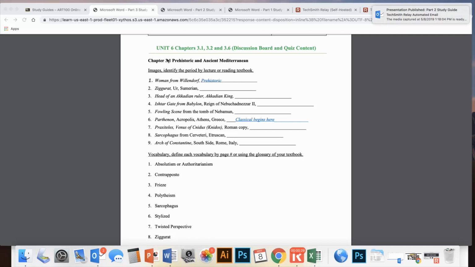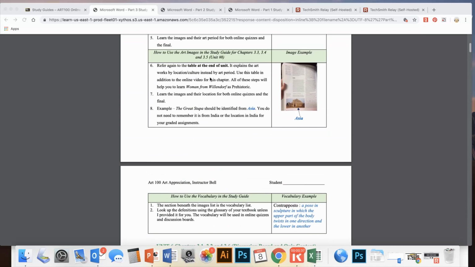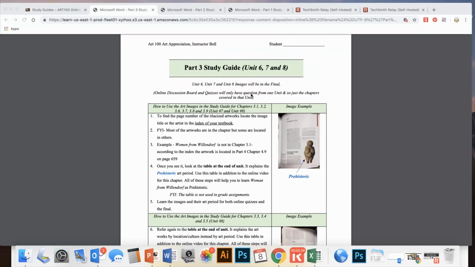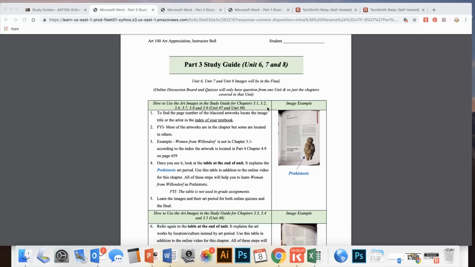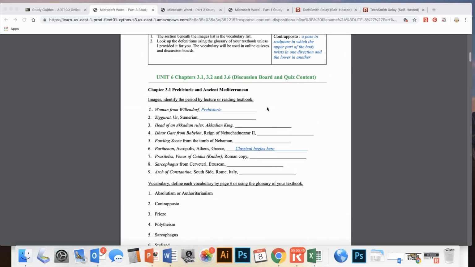So let's first look at this example in Unit 6. This is the discussion boards and the online quizzes would be Unit 6. Now, as it says up here, all of Unit 6, 7, and 8 images will be in the final. So you would use this entire study guide for your final, but individual units for those discussion boards and online quizzes for that unit. But anyway, let's go to Unit 6.